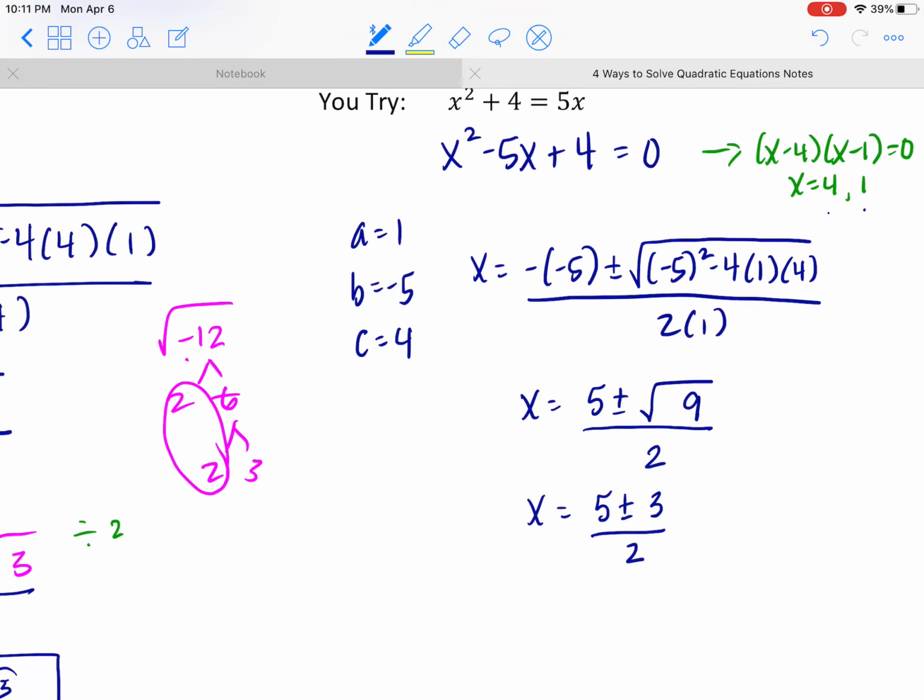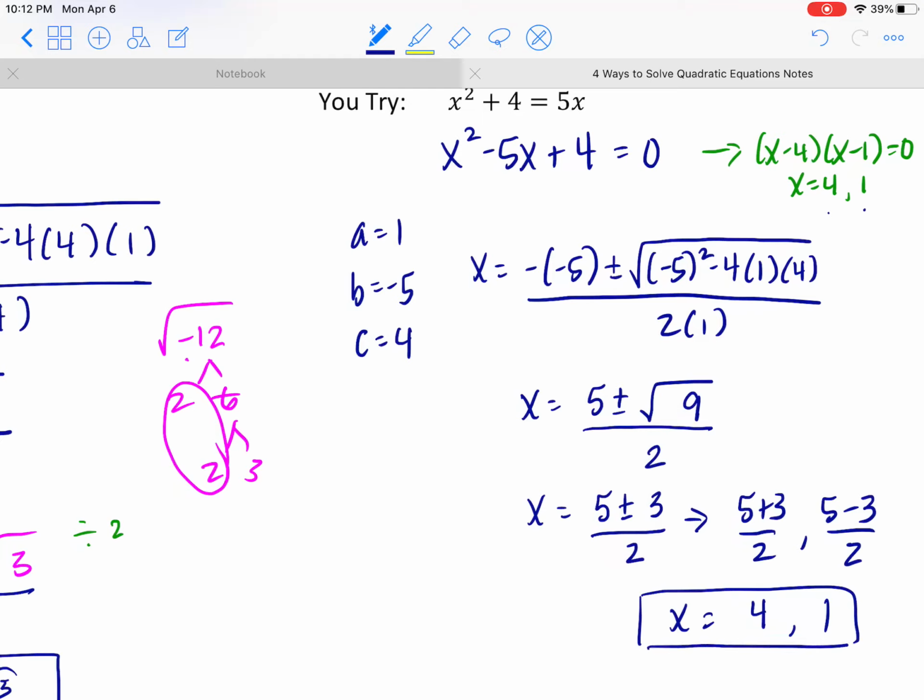So this becomes 5 plus or minus, the square root of 9 is now 3, and we're not going to stop here because over here I can't combine 2 and 2i, or here I can't combine 3 and radical 6, but I can combine these things, right? This is saying that 5 plus 3 over 2 is an answer, and 5 minus 3 over 2 is an answer. Well, 5 plus 3 is 8, and 8 divided by 2 is 4. 5 minus 3 is 2, and 2 divided by 2 is 1. There they are, your two solutions.